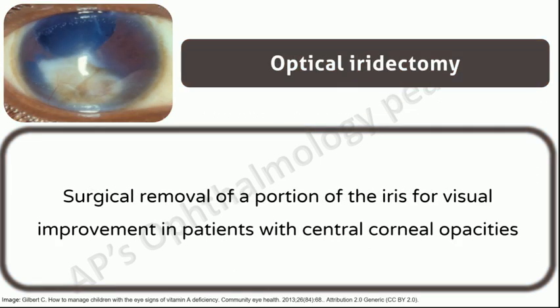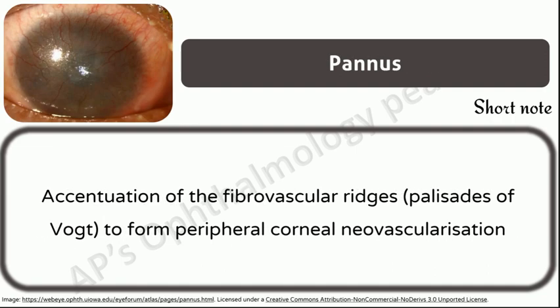Optical iridectomy is the surgical removal of a portion of the iris for visual improvement in patients with central corneal opacities. It is performed in the temporal quadrant for persons who require mainly distant vision, example farmers, and in the inferonasal quadrant for persons who are predominantly involved in near vision activities.